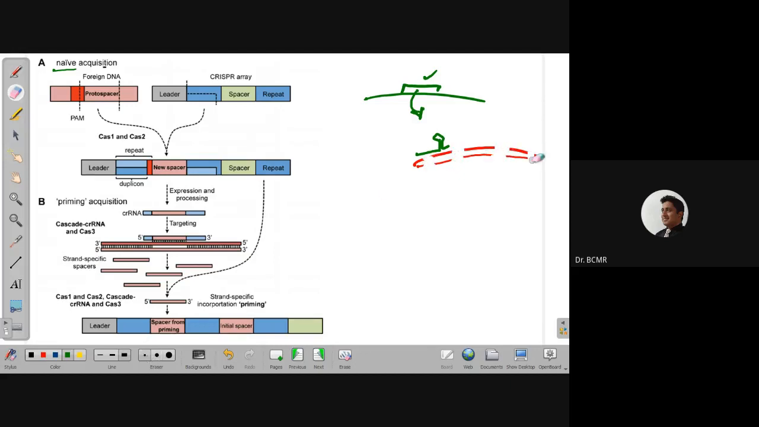And when it is broken down, there are more fragments formed. And if those fragments have PAM sequence nearby, those sequences can then be taken again and incorporated. That secondary acquisition of more sequences from the same phage is referred to as priming acquisition. Okay, the more sequences we have against one phage, the increased probability that there is more protection from that particular phage.